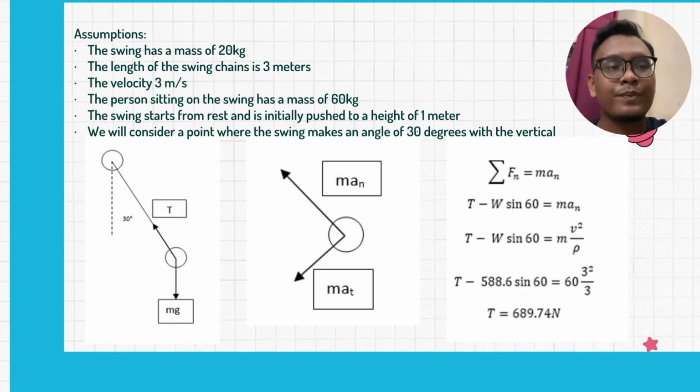689.74 Newton. This value we get for one chain. If you want both chains, we multiply by 2. So that's all. Thank you.